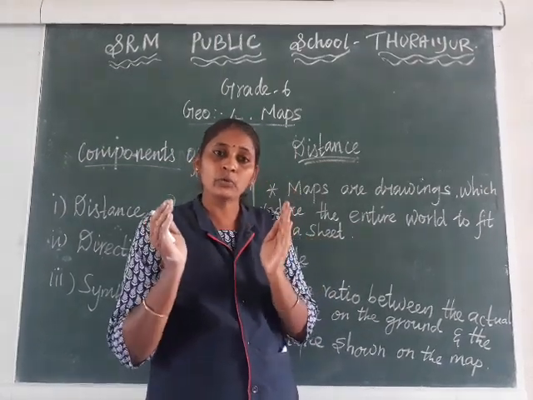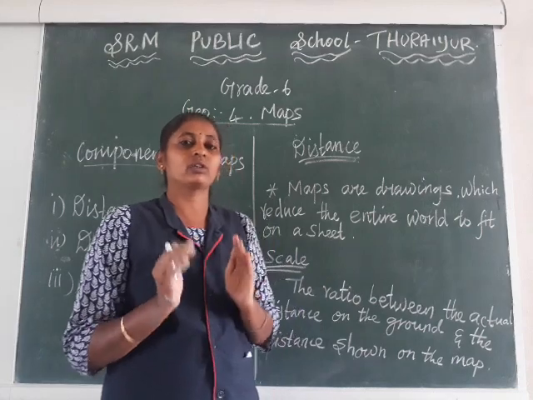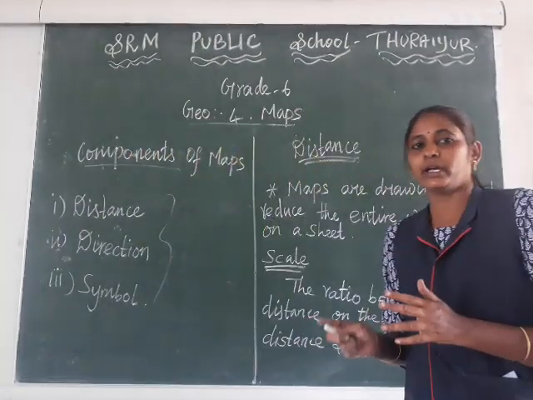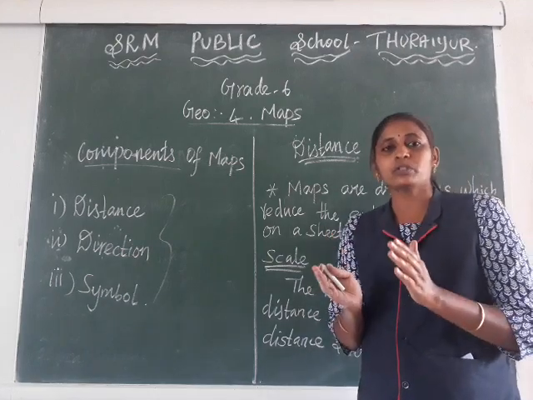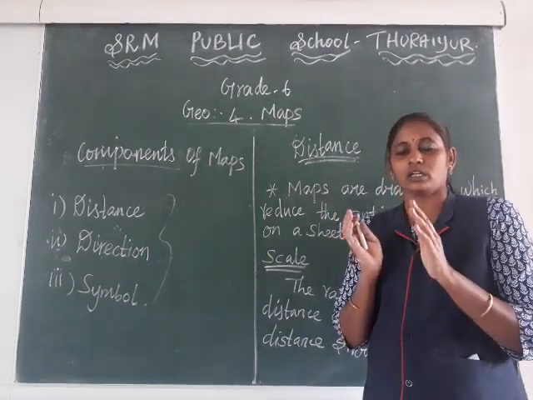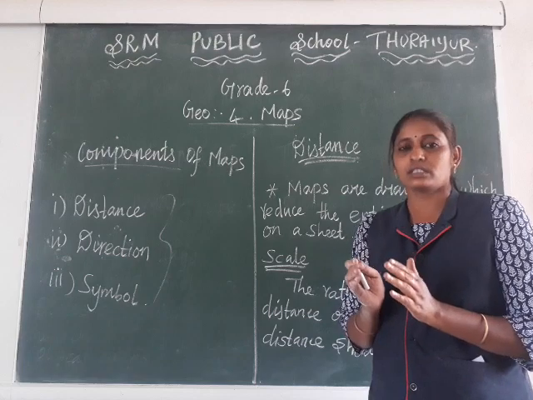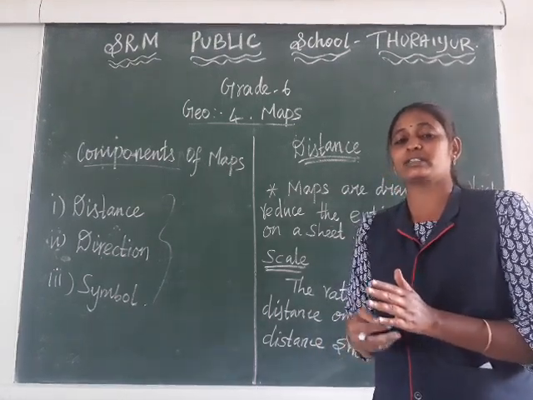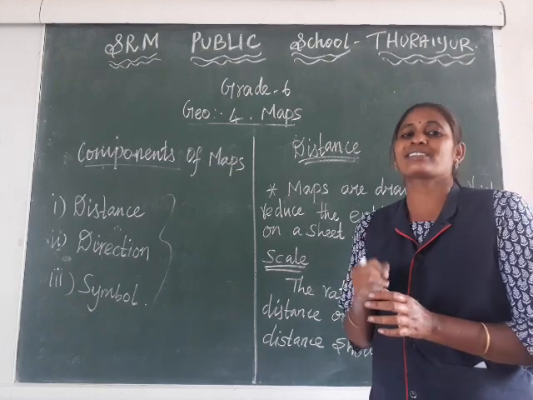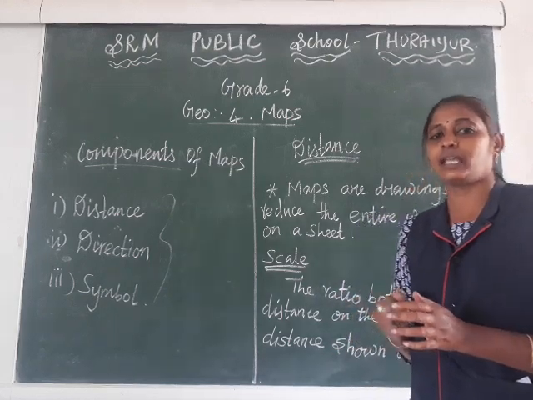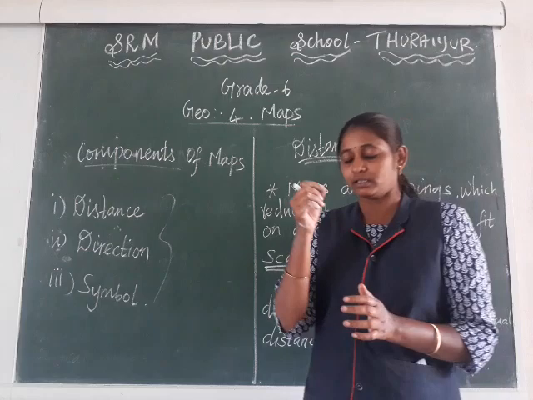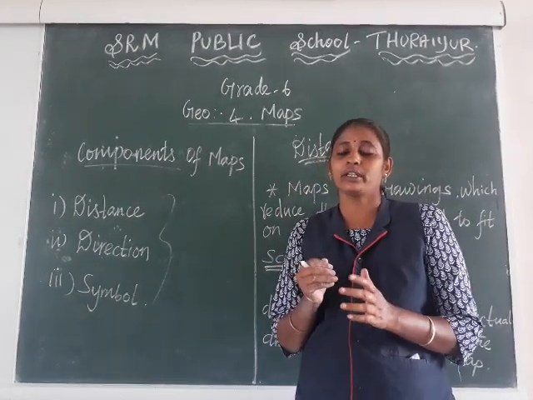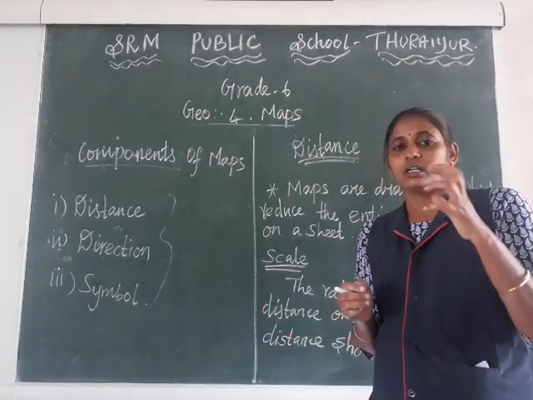Okay, so you reduce the distance. When you are going to draw a map on a sheet or a paper, we reduce the actual distance. Instead of the actual distance, we are measuring with a scale. We are using scale to reduce that distance. That time only it will be the correct distance.